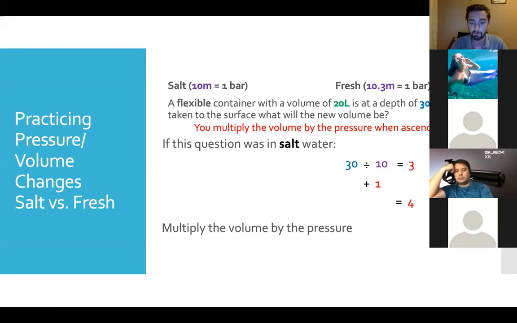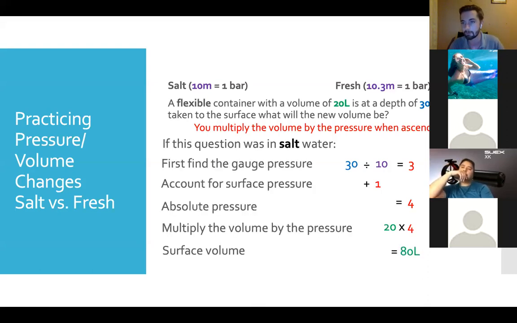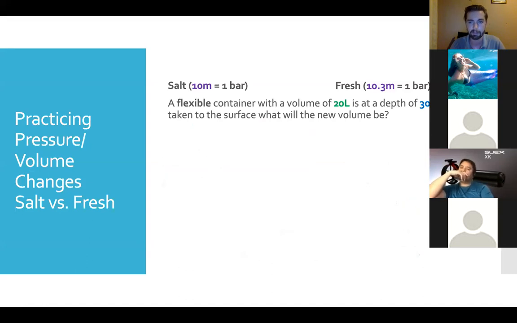So if we then multiply the volume by the pressure, which was 20 liters times 4, by the time this gets to the surface, our surface volume would be 4 times greater, which is 80 liters, okay? With the salt water, that is nice and straightforward. We get nice round numbers, easy. We're now gonna look at an example of this with fresh water, okay?